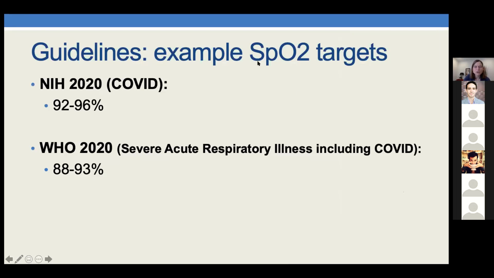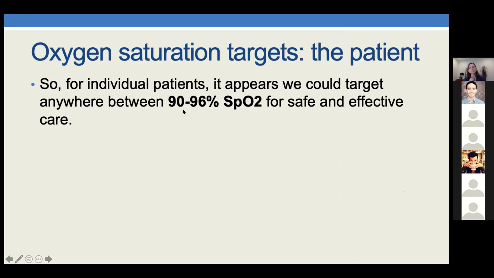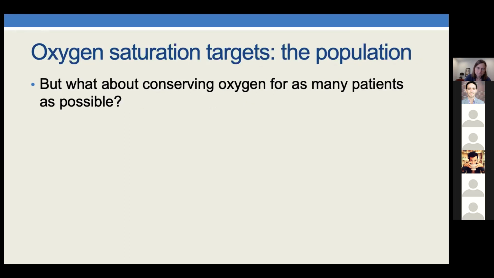To give you an idea of what current guidelines say, the NIH in 2020 says for COVID that 92 to 96% is reasonable based on the data it had at the time. WHO, when it talks about severe acute respiratory illness, including COVID, actually says a lower target, 88 to 93%. So for individual patients, there's obviously not a clear answer on what is ideal, but I would say somewhere in the 90 to 96% range is probably safe and effective care for patients, not hypoxemia and not hyperoxia.